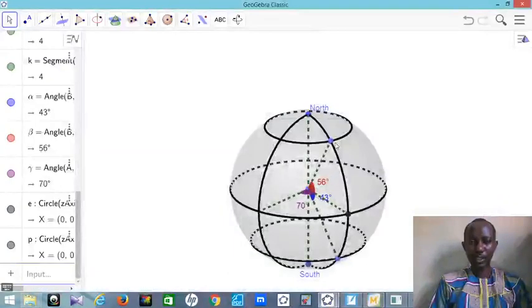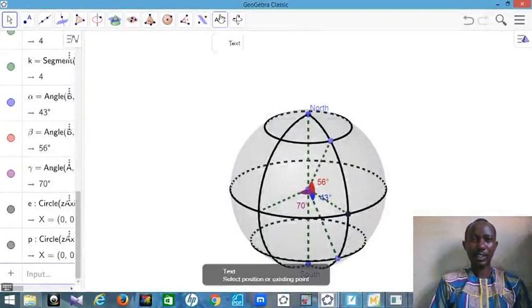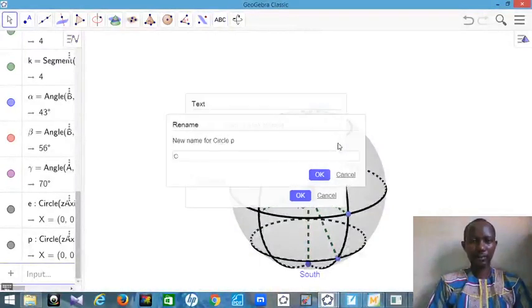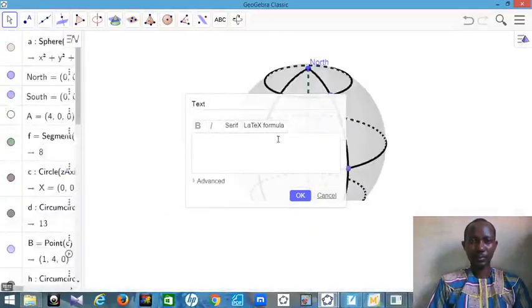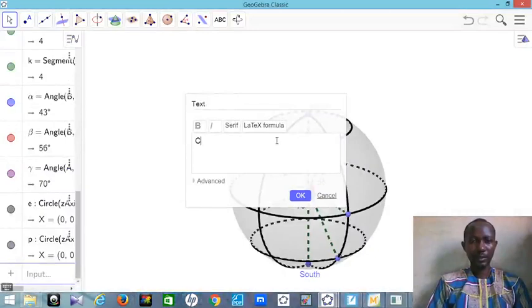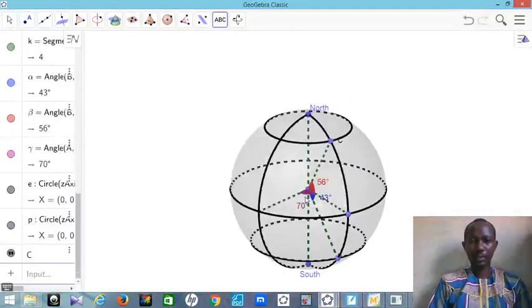So point C is this point C here, is this place. So this point C, take note of this. Okay, that is point C.